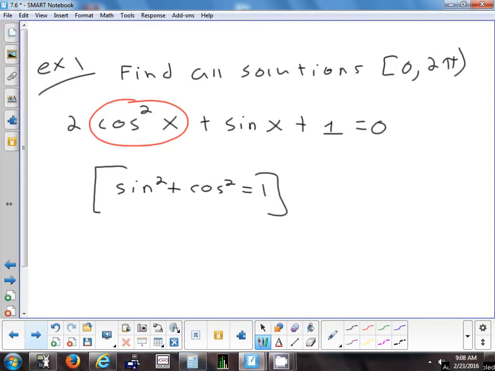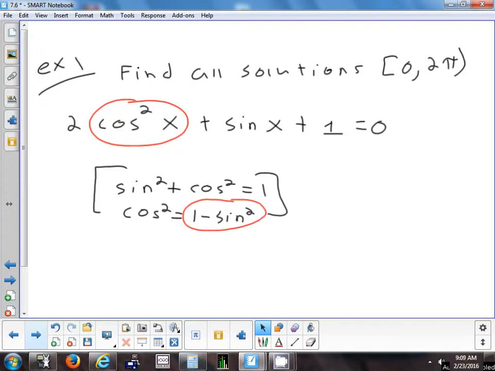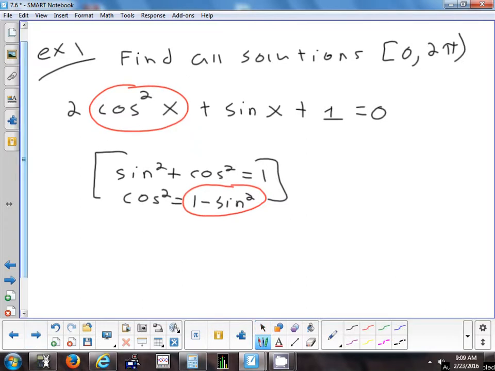If I rewrote this identity and got cosine squared by itself, what would cosine squared equal? 1 minus sine squared, just bringing sine squared to the other side. So I'm going to replace cosine squared with 1 minus sine squared. Make sure you put it in parentheses when you replace it. I think you'll see why in a second.